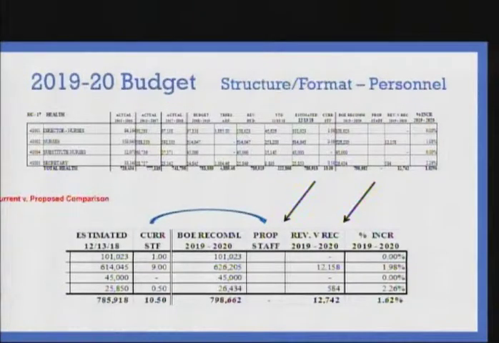When you look at the personnel sections of each individual RC, here's a snapshot of the health department, a little bit larger. You look at the current staff. Current staff is where we currently are, and if there's any new staff, it would be in the proposed staff column as well. And again, we're comparing the revised budget versus the recommended budget, and we're also comparing the percentage increase of the revised to the recommended as well.